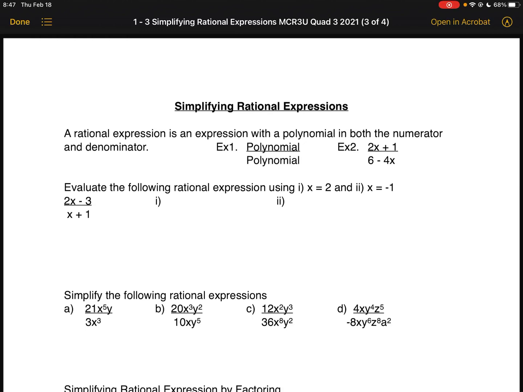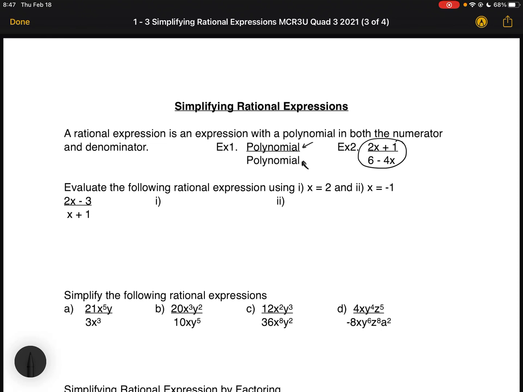This video goes over simplifying rational expressions. A rational expression is an expression that has a polynomial in the numerator and in the denominator. For example, something like this is a rational expression. So you should be able to evaluate rational expressions, substituting in given values for the variables.